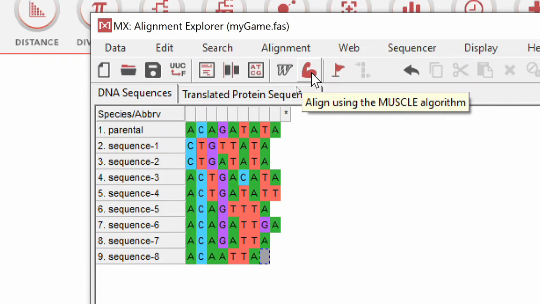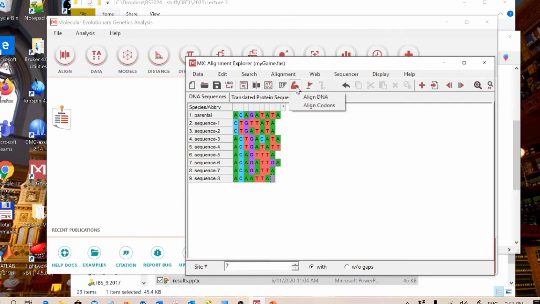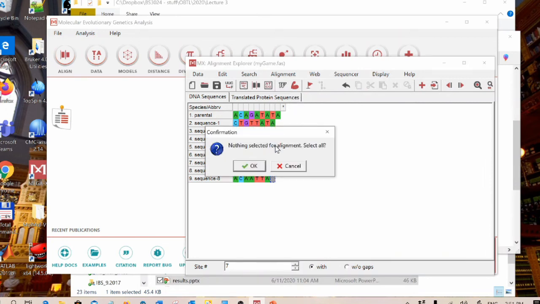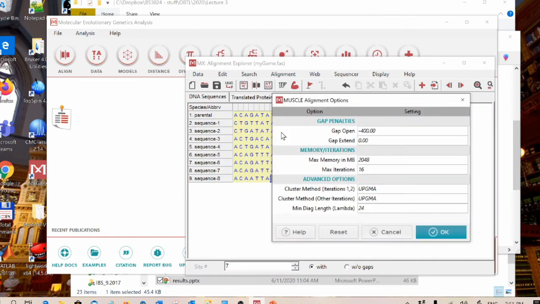Okay, so let's realign them. We click here, then we align DNA. And then it says nothing selected. Select all. Yes, let's select all. Selected all, and this is the method of alignment. Again, there are some parameters, but let's just use them as they are.